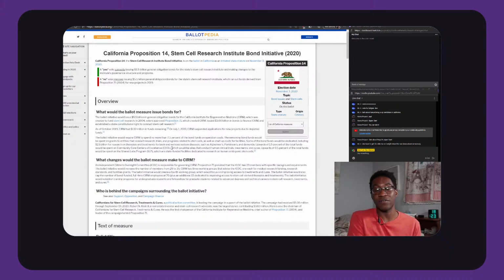In California, you have to state the fiscal impact usually of these things. So it says the fiscal impact increases state costs to repay bonds estimated at about $260 million per year over the next 30 years. Wild, yo. So this is basically authorizing money in the state for stem cell research.